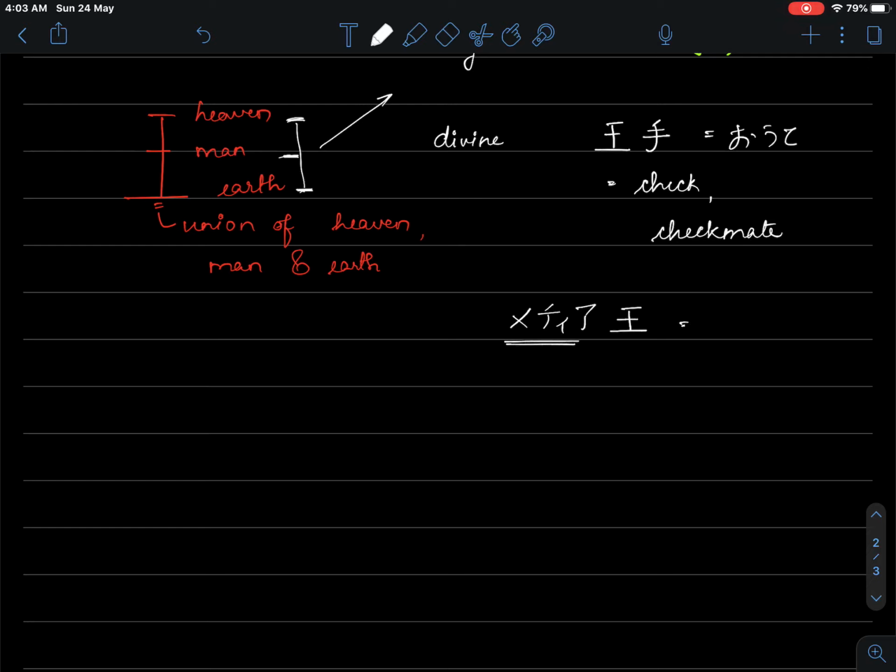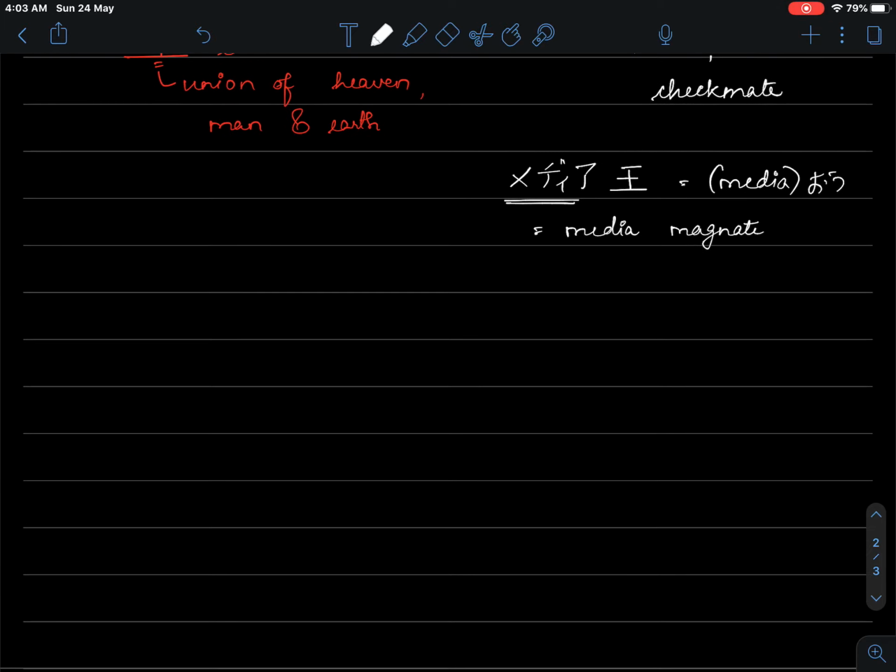I hope you can read this part. Okay. And the meaning is media magnet. Okay. A media magnet. Oops, I forgot the 2 10 10. Okay. Now let's have a look at the next word.